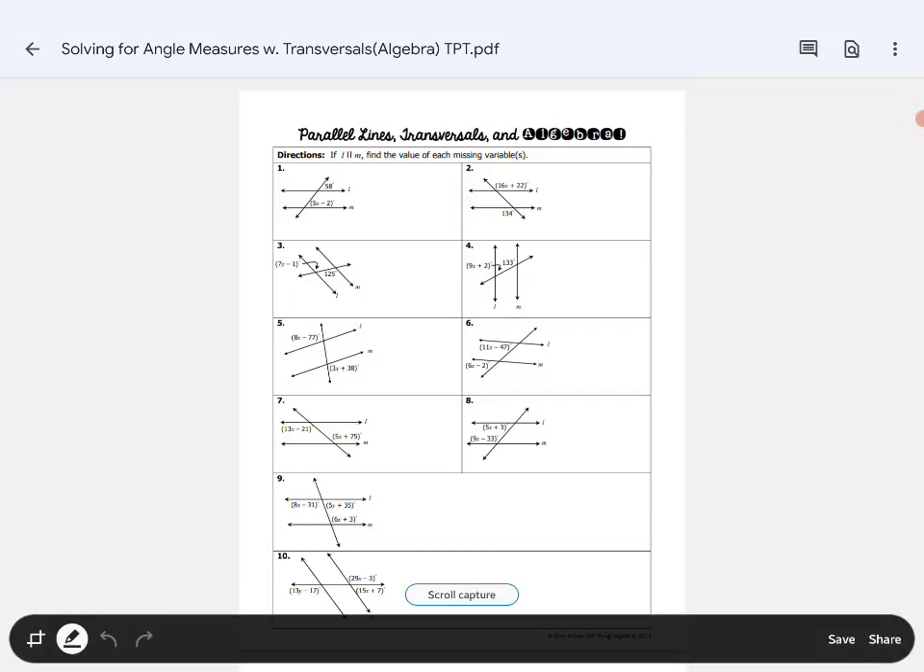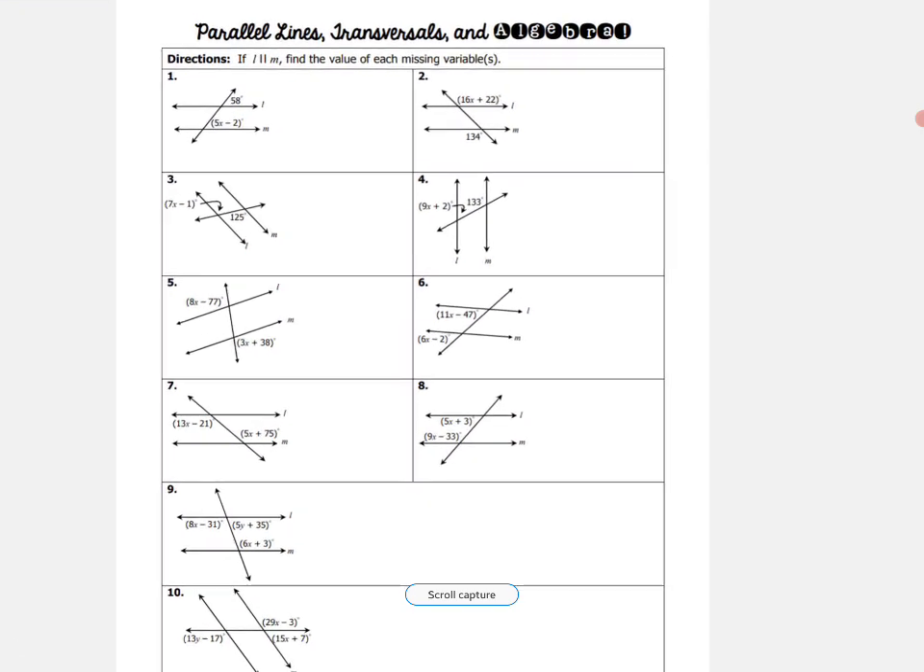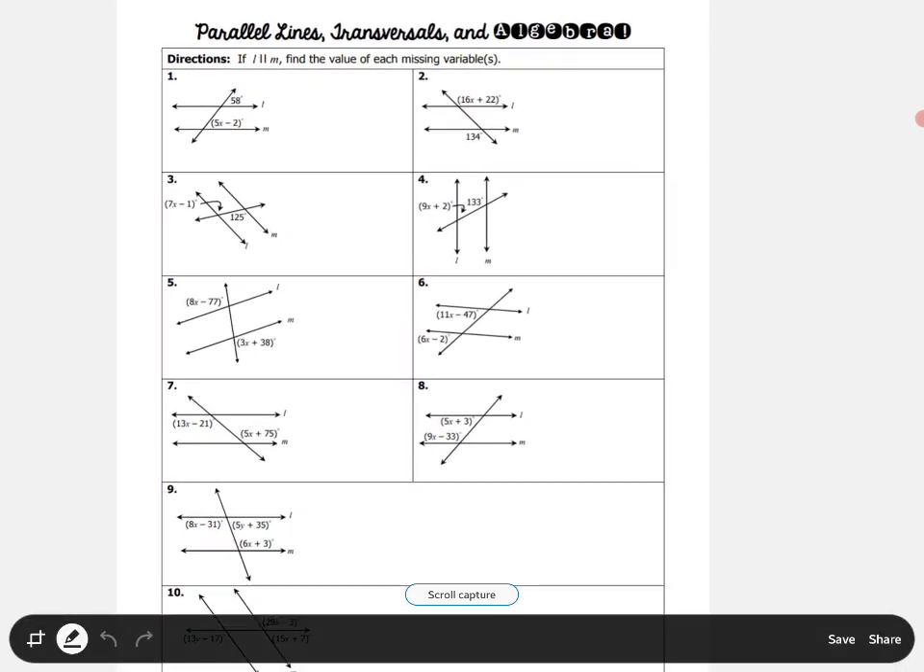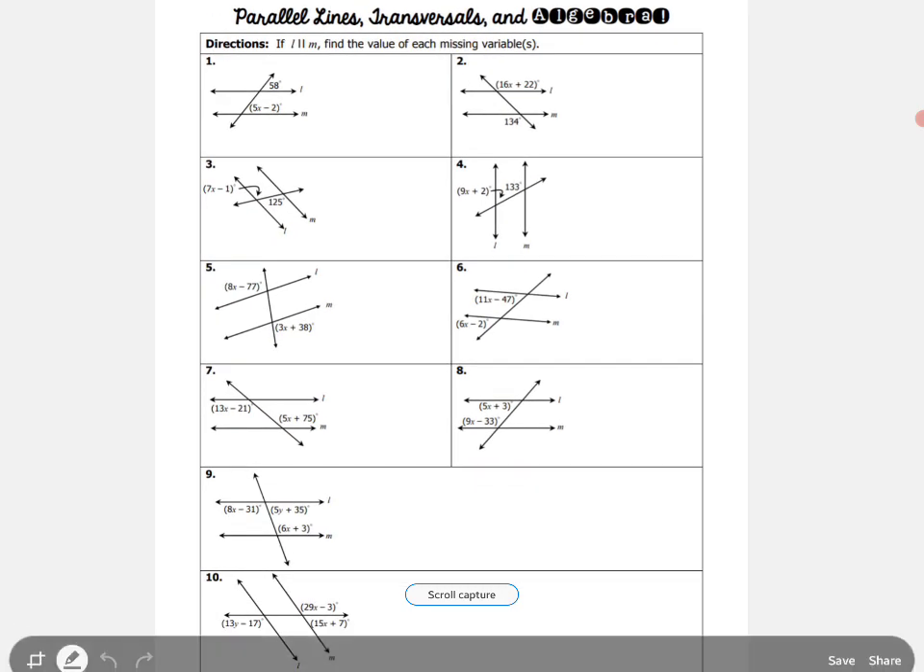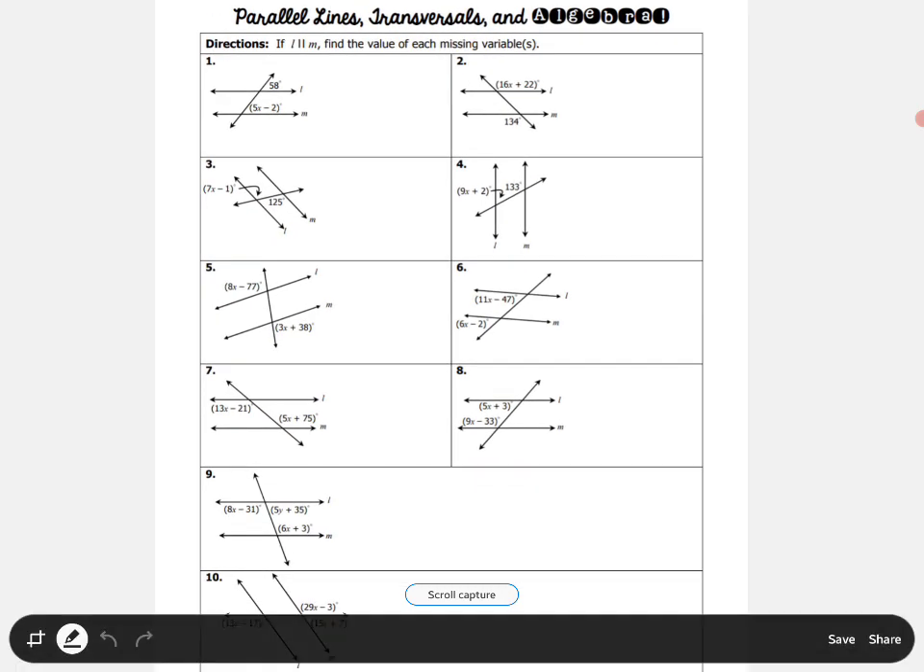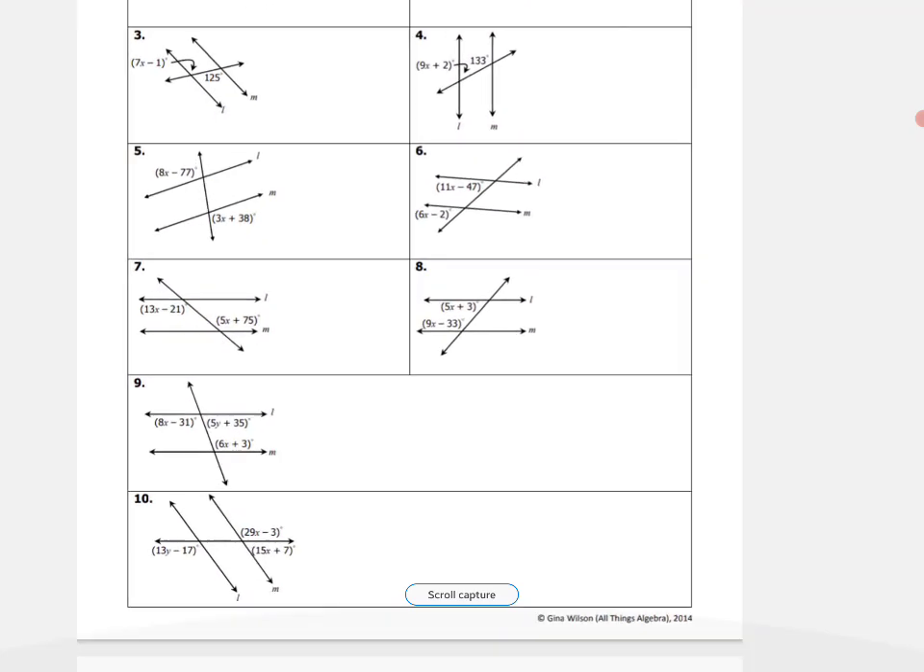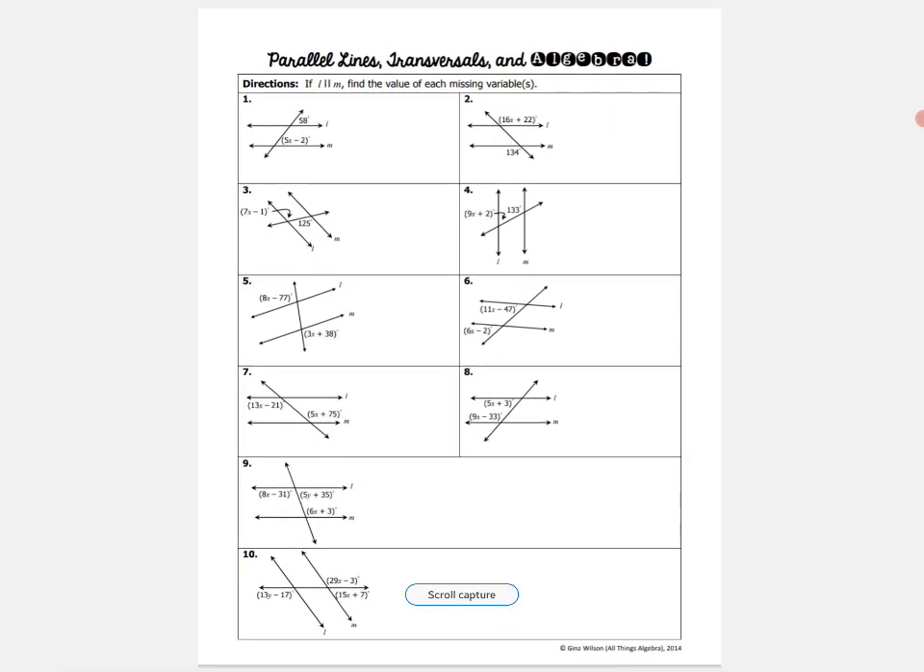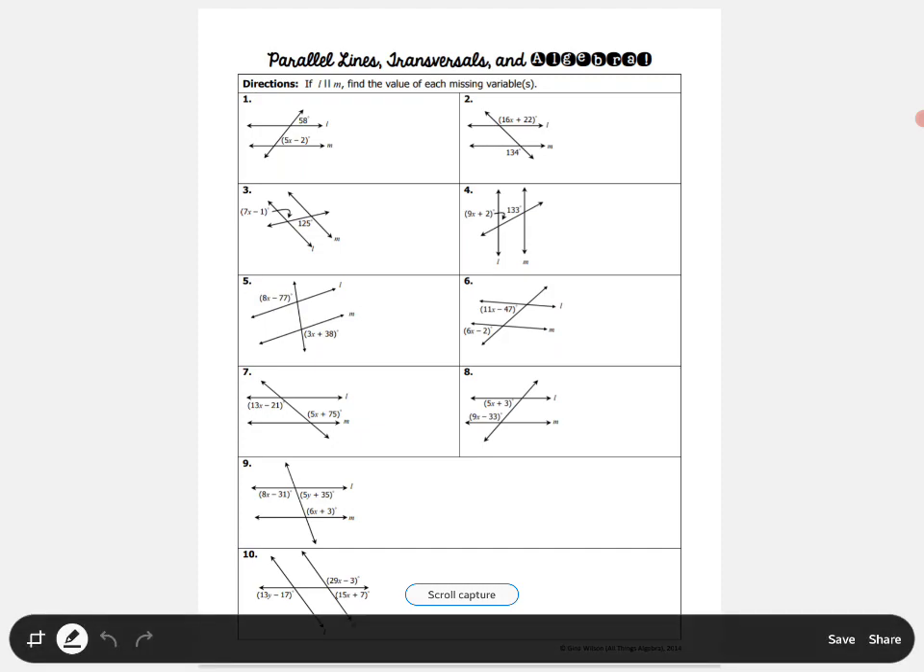All right, so we're going to take what we learned with our special angle pairs with our transversal, and we're going to be able to solve some problems with them using algebra. I want you guys to work on all 10 of these for today. I'm going to do a couple with you, so we'll do 2 together, and then hopefully that'll be enough to get you started.